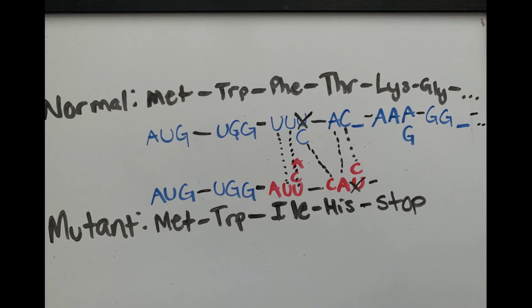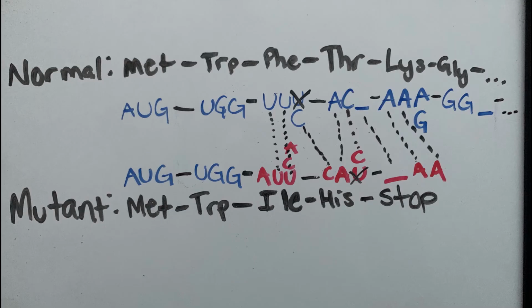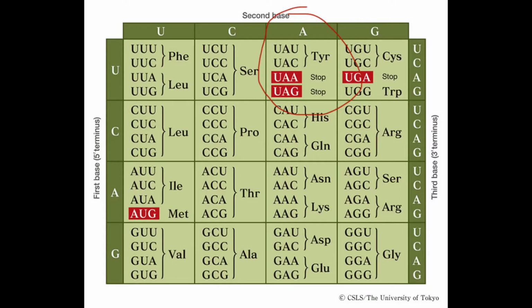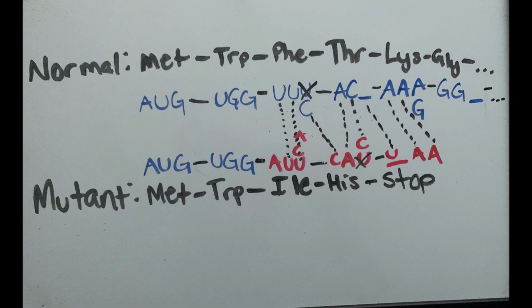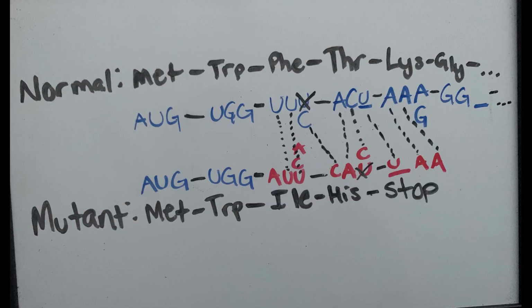For the stop codon, we know that the second and third nucleotides are adenines, so using the codon table, I see that there is only one stop codon that has those options. This means that uracil is the first nucleotide for this stop codon. This also tells me that uracil is the third nucleotide for the threonine in the normal protein.